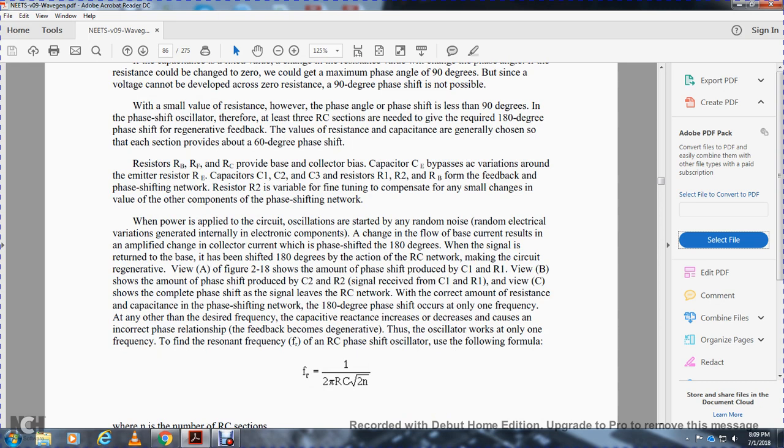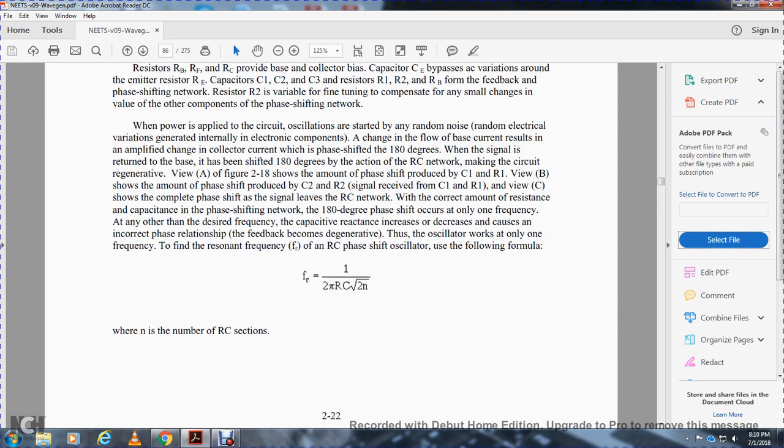The bias resistors provide the bias for the collector. The emitter capacitor bypasses variations around the emitter resistor. Capacitors 1, 2, and 3, resistor 1, resistor 2, and the bias resistor form the feedback phase shifting network. Resistor 2 is variable for fine tuning, to compensate for small changes in the value of the other components in the phase shift network.